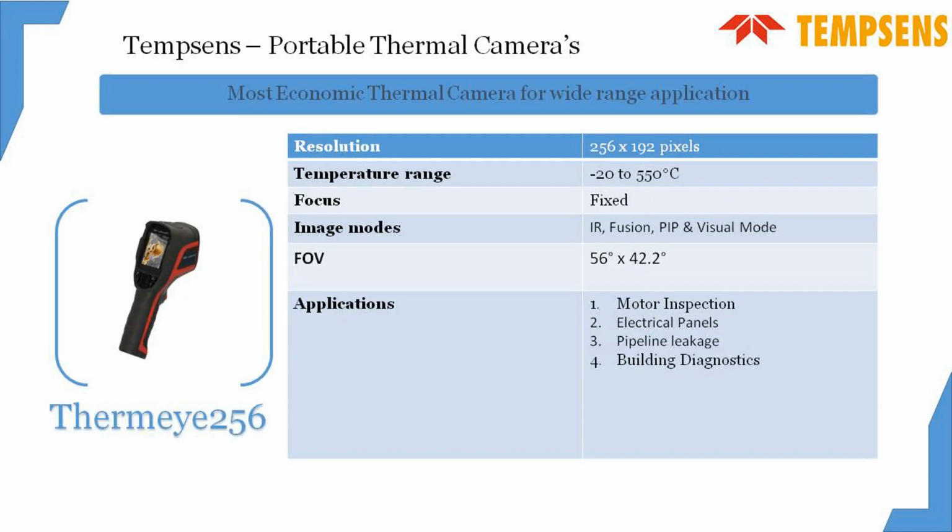Now we are coming to the other product range that we have, that is portable thermal cameras. This is our most economical thermal camera for a wide range of applications, Thermite 256. It has a temperature range of -20 to 550 degrees Celsius. Focus is fixed. Field of view is 56 into 42, and its applications are motor inspection, electrical panel, pipeline leakage, building diagnostic. It can be used in a very wide range of applications because of the wide temperature range available with the camera, and it has a very decent resolution of 256 into 192 pixels.